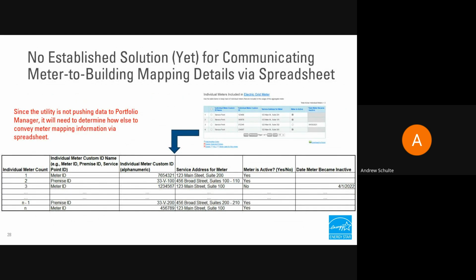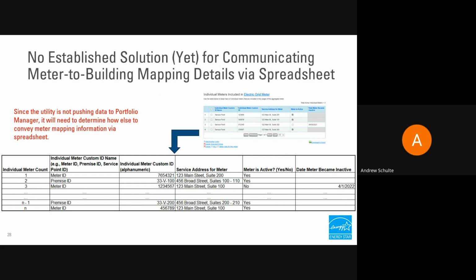I did want to note that earlier in this presentation, I shared a screen of what the functionality looks like in Portfolio Manager that allows you to document meter to building mapping. That functionality is available manually, so the building user can type it in, and it's also available via API. But if you're providing a spreadsheet of aggregate whole building data to your customer, just be aware that you will need to provide them that itemized receipt, right?